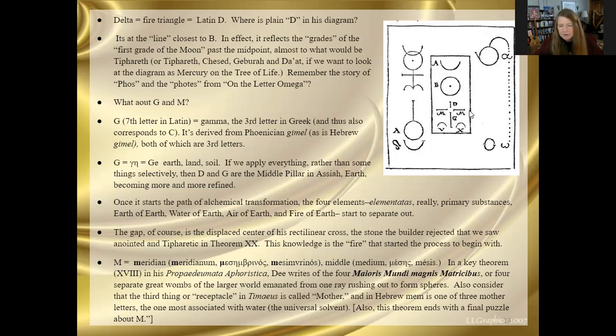And in terms of what element you want to associate with each, if it's important, you can do it based on what we've said. If it's not, just consider it the midpoint. Another reason that M is important is, of course, the receptacle, or the third thing in the Timaeus, is called mother, with a word that begins with mu in the Timaeus. Hebrew mem is one of the three mother letters, the one most associated with water. Water is the universal solvent. You put something volatile in water and it becomes even more of a solvent. And this theorem is going to end with a puzzle about M, just by the way.